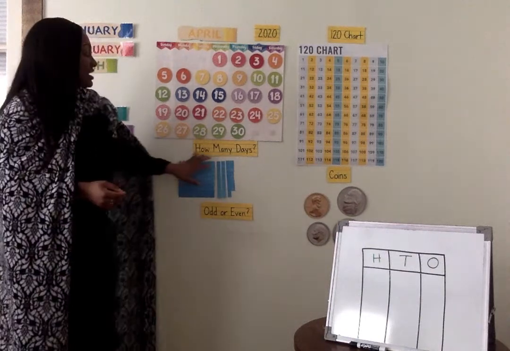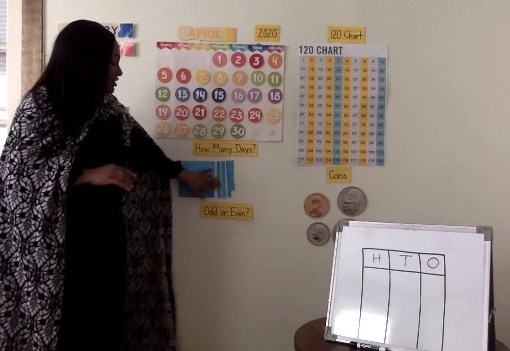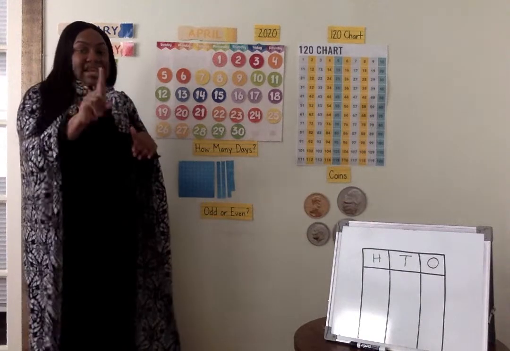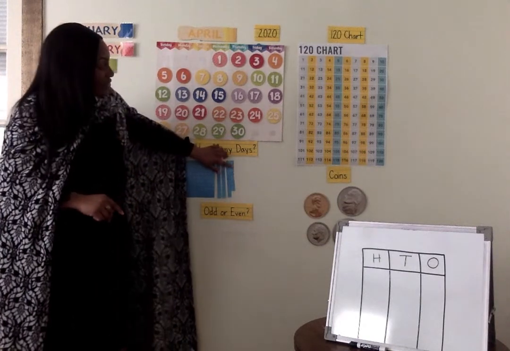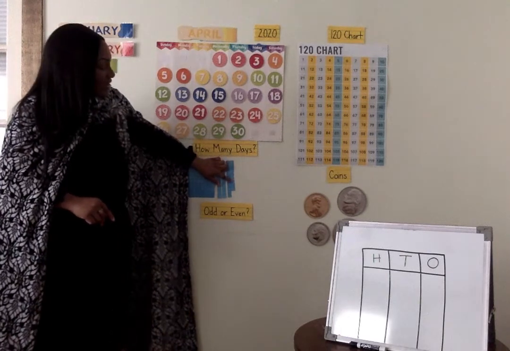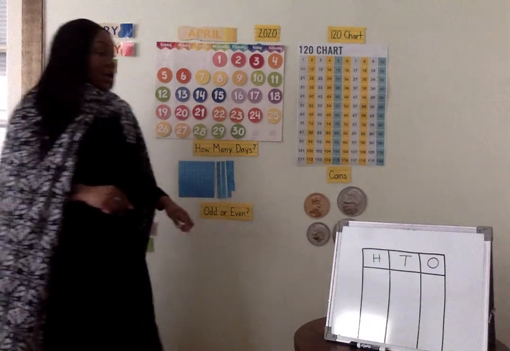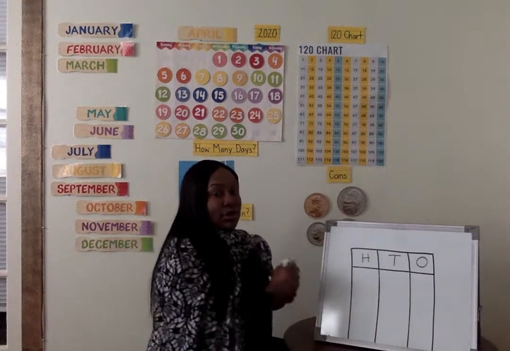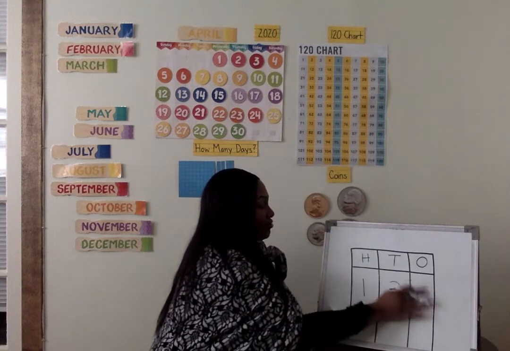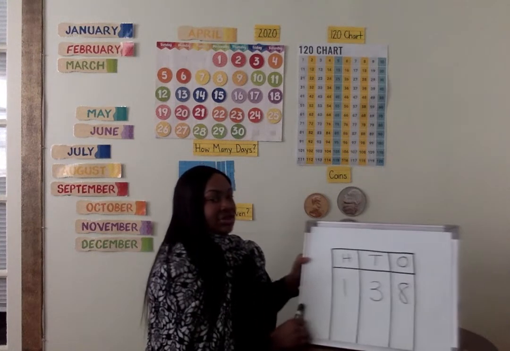Count with me. Get ready. 100. Stop. Switch. Count by 10. 110, 120, 130. Stop. Switch. Count by 1s. 131, 132, 133, 134, 135, 136, 137, 138. Wow. Let me go ahead and write the number 138 in our hundreds, tens and ones chart. My 8 could be a little bit neater. There we go. So I wrote the number 138.